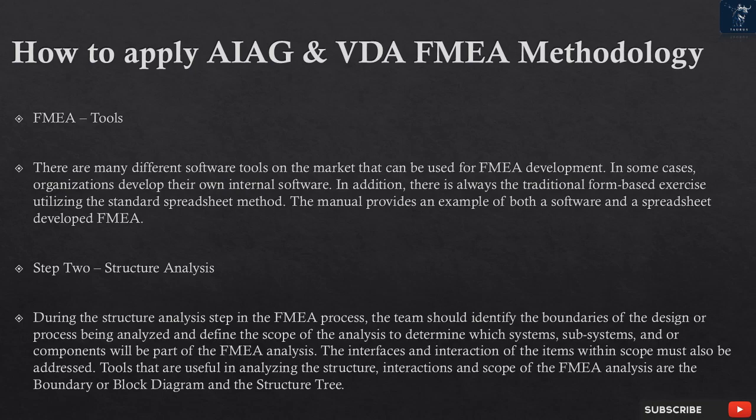Step 2, Structure Analysis. During the structure analysis step in the FMEA process, the team should identify the boundaries of the design or process being analyzed and define the scope of the analysis to determine which systems, subsystems, and/or components will be part of the FMEA analysis. The interfaces and interaction of the items within scope must also be addressed. Tools that are useful in analyzing the structure, interactions, and scope of the FMEA analysis are the boundary or block diagram and the structure tree.